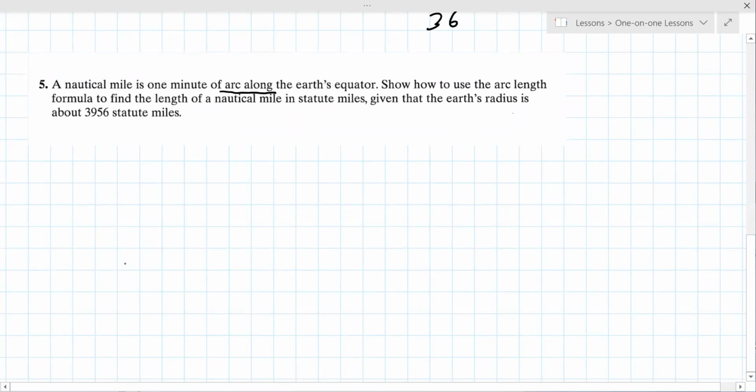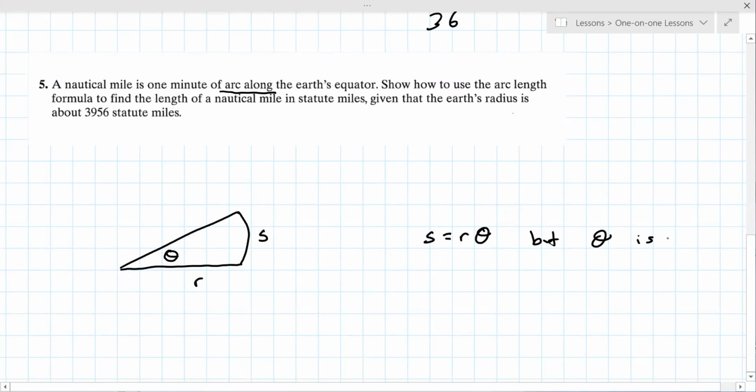So the arc length, if you imagine a circle and you cut out a little piece of it, the pizza slice, if you will, there's an angle here, there's a radius here, and there's S here, and S equals r theta. Okay, but theta is in radians. So if this said 45 degrees, this formula doesn't work because it has to be in radians, not this.